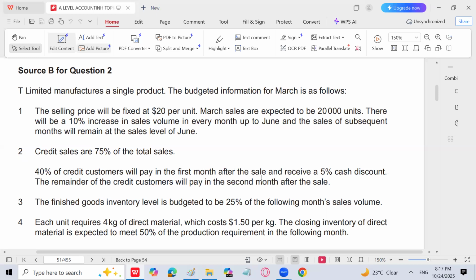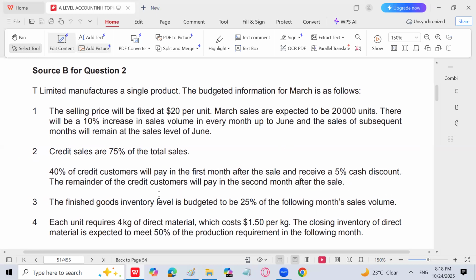40% of credit customers will pay in the first month after the sale and receive a 5% cash discount. And the remainder of the credit customers will pay in the second month after the sale. We will discuss that point later on, inshallah. Next, the finished goods inventory level is budgeted to be 25% of the following month's sales volume. It is very easy. The closing inventory of units for the production budget is 25% of the following month's sales. Each unit requires 4 kg of direct material. It is for the purchase budget, which costs 1.5 per kg.